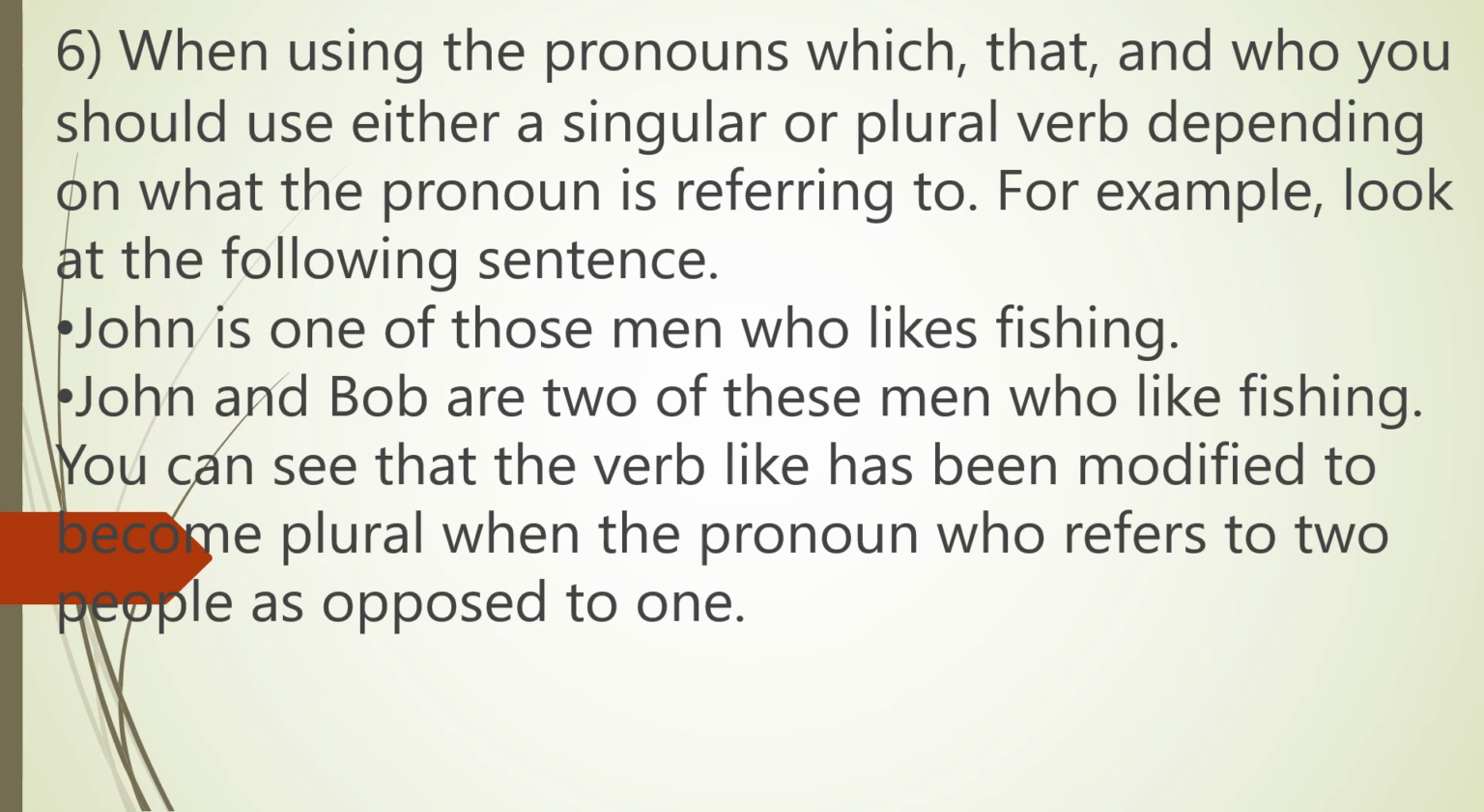The next rule: when using the pronouns which, that, and who, you should use either a singular or plural verb depending on what the pronoun is referring to. For example, look at the following sentences. John is one of those men who likes fishing. John and Bob are two of these men who like fishing. You can see that the verb like has been modified to become plural when the pronoun who refers to two people as opposed to one.